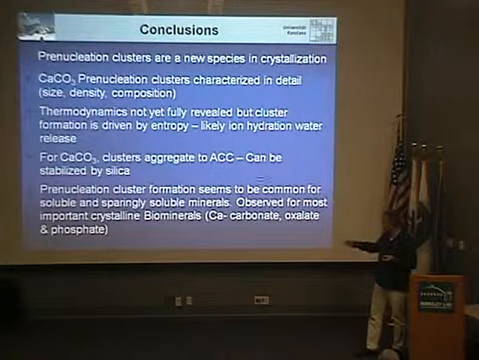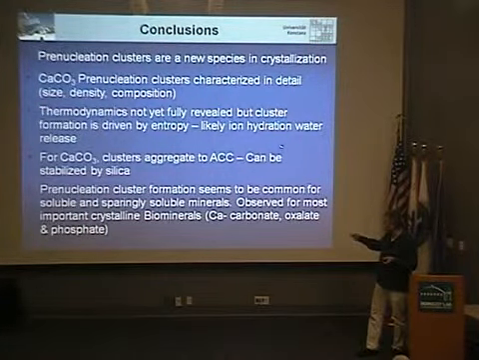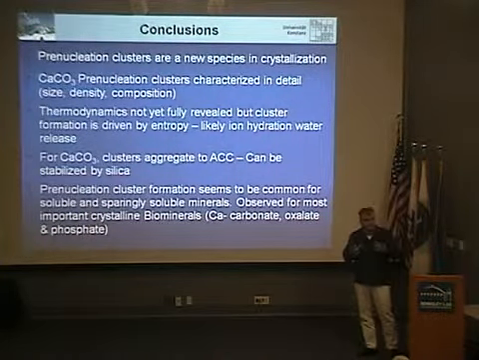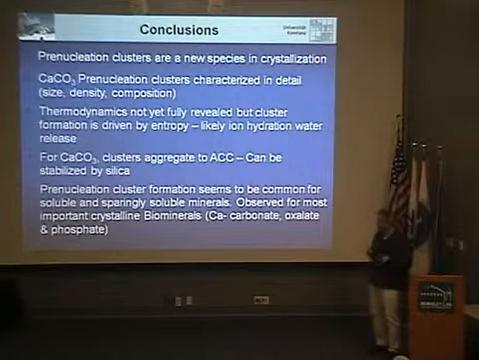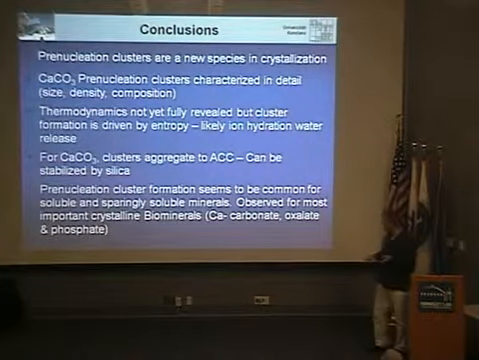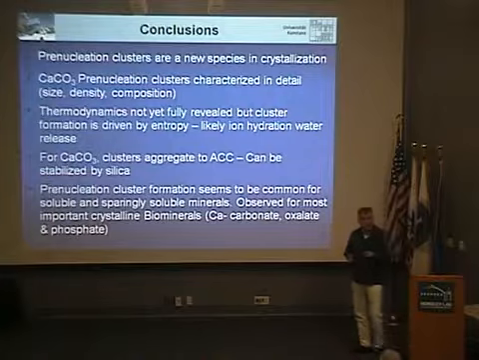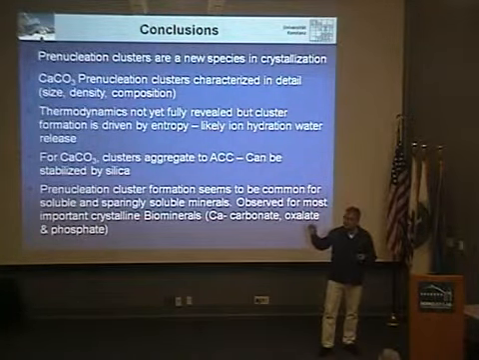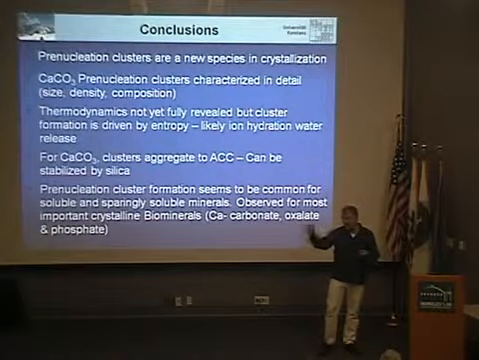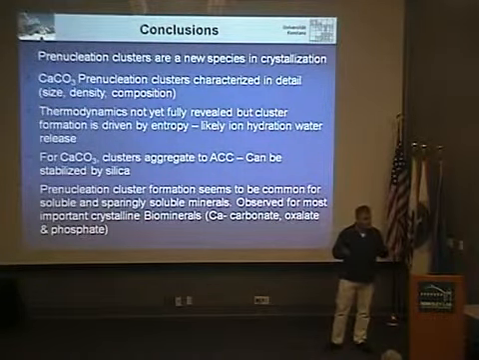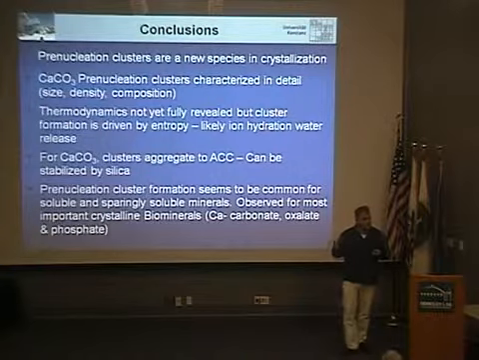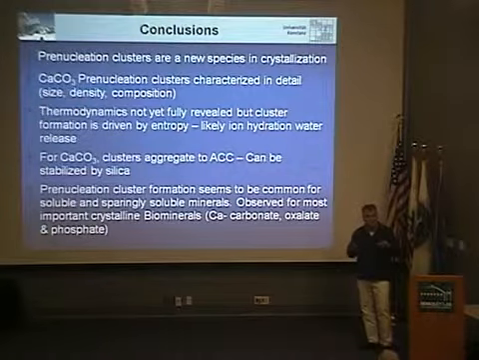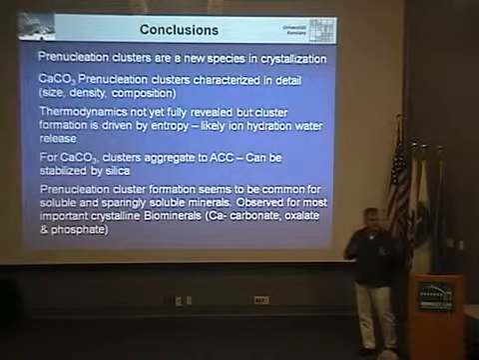Calcium carbonate clusters aggregate to amorphous calcium carbonate, and this aggregation can be prevented if we stabilize it by silica, and then hopefully we can characterize the structure of the clusters further. Also, the formation of these prenucleation clusters seems to be much more common. I've shown you examples of about 10 different salts, sparingly soluble salts as well as well-soluble salts. We always found these clusters by analytical ultracentrifugation. We are looking for a method to screen for them much faster, to find out whether this is a general phenomenon or not.